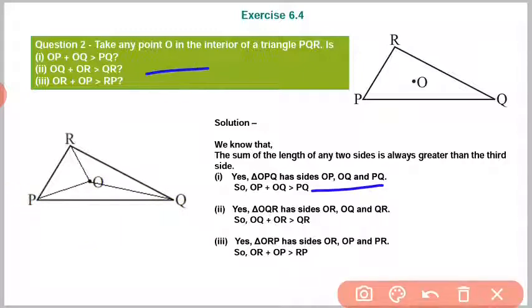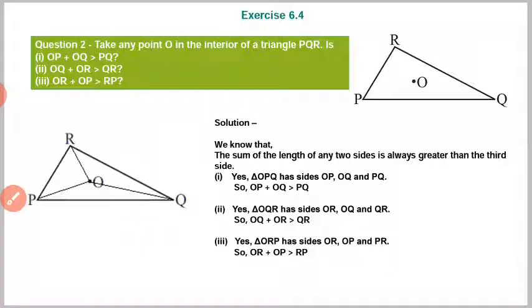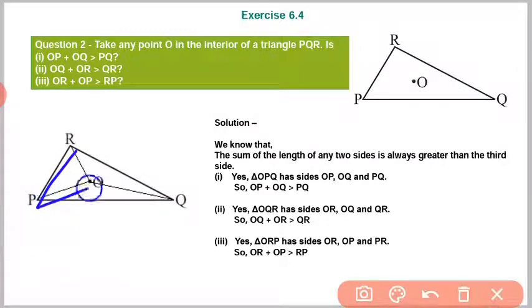Similarly, OQ plus OR is greater than QR. Again, these three line segments form a triangle, and we know that the sum of two sides of a triangle is always greater than the third side. Similarly, OR plus OP is greater than RP. Yes, again it is forming a triangle, and the sum of two sides of a triangle is always greater than the third side. So OR plus OP is greater than RP.